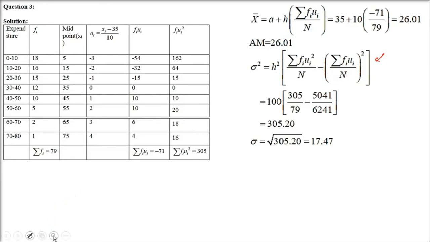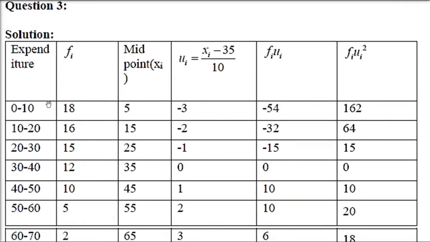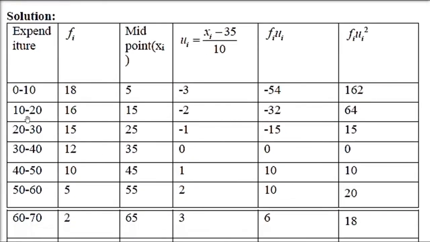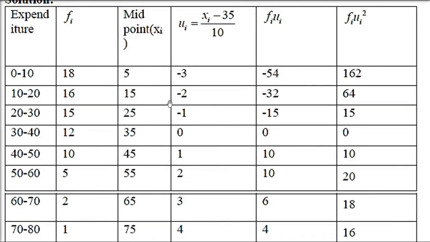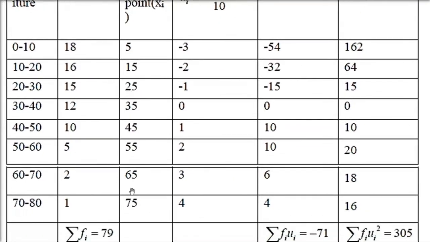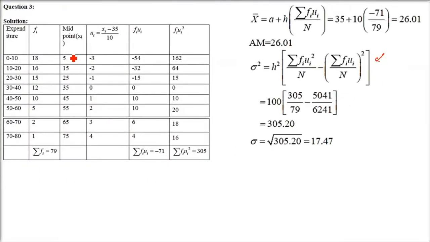So the formula here is, first of all, the 2 columns are there. These 2 columns. First, this is continuous, so you have to find out x from here. So we have to find out the middle value, lower plus upper by 2. So 0 plus 10 by 2 is 5, 10 plus 20 by 2, 30 by 2 is 15, like this, midpoint. Now ui you have to find out x minus 35 by 10. So 5 and 35 we have taken in the middle. So you can take 35 or 45, it doesn't matter.